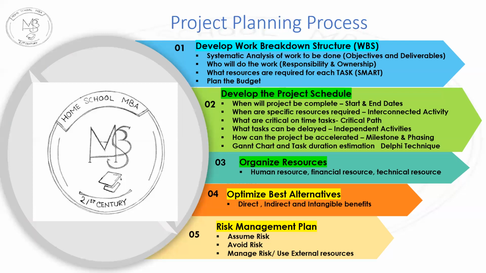What resources are required for each task? Now, we are talking of setting SMART objectives: specific, measurable, attainable, realistic, and time bound. And that is where we talk about the technical resources or the financial resources and the human resources. Then we also plan the budget for this purpose.